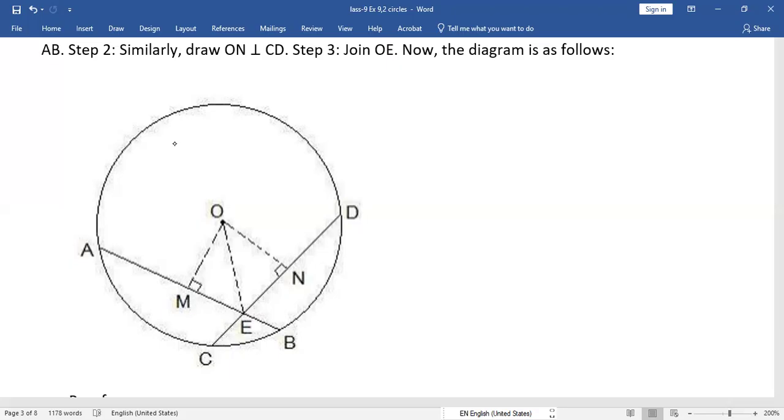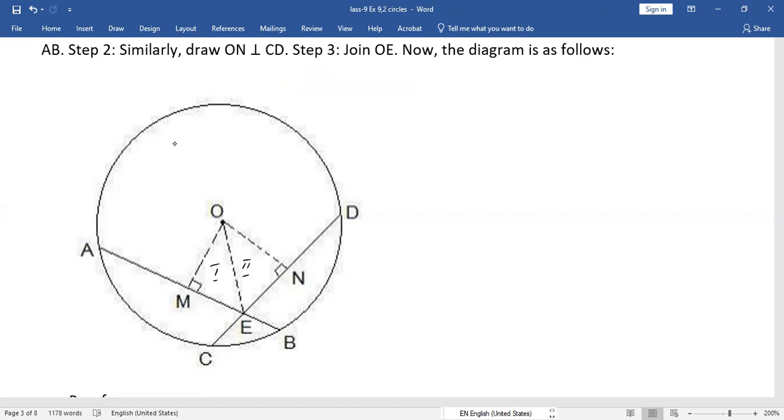For that, do like this: join the center, draw perpendiculars, which bisect the chords. So we are getting RHS, a right triangle, first triangle and second triangle.